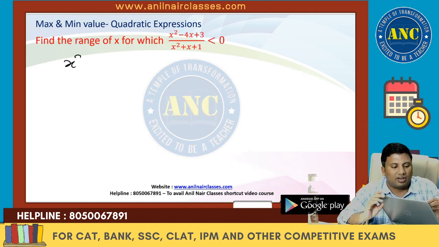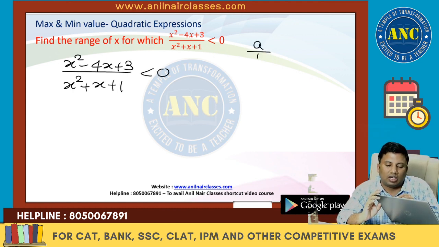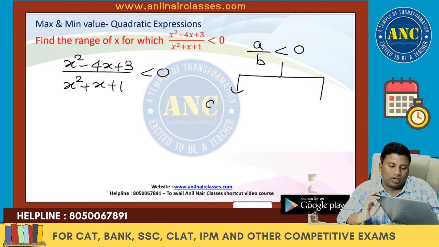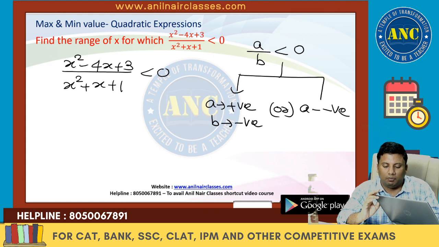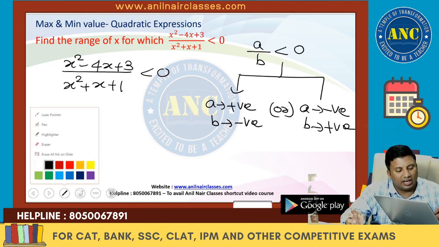Find the range of x. X square minus 4x plus 3 divided by x square plus x plus 1 less than 0. Please do not cross multiply. A by b less than 0. Two cases will come: a positive, b negative, or a negative, b positive. Any case might come, but there is a hint in the question.